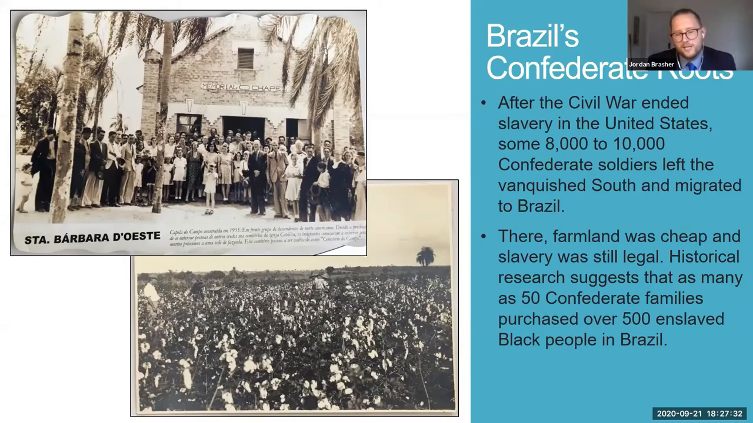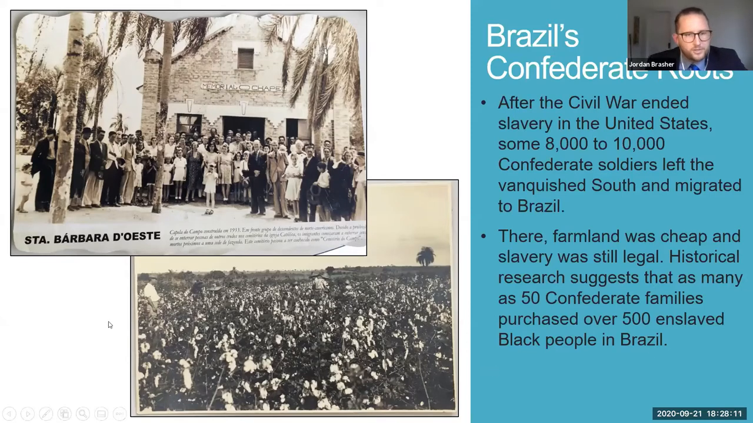After the Civil War ended, several thousand Confederate soldiers left the vanquished South and migrated to Brazil. There, farmland was cheap and slavery was still legal, and it wouldn't be abolished until 1888, making Brazil the last country in the Western Hemisphere to formally abolish slavery. Historical research on letters written to the Brazilian consulate offices from American Southerners and data from census records suggests that as many as 50 Confederate families purchased over 500 enslaved Afro-descendants in Brazil.